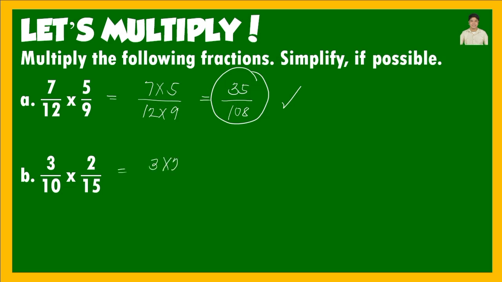3 times 2 all over 10 times 15. So 3 times 2, that is 6. And then 10 times 15, we have 150. Now, let us simplify 6 over 150. We can divide both the numerator and the denominator by 2.